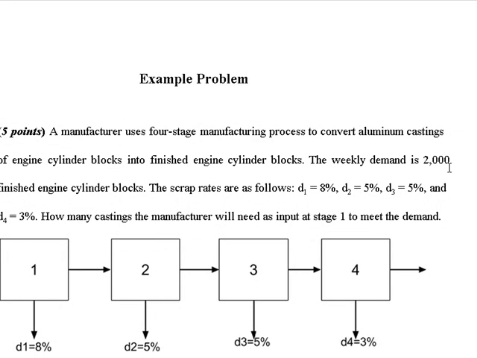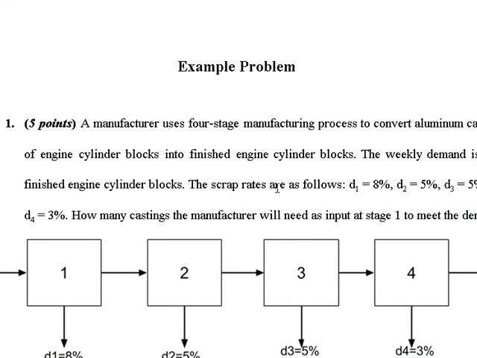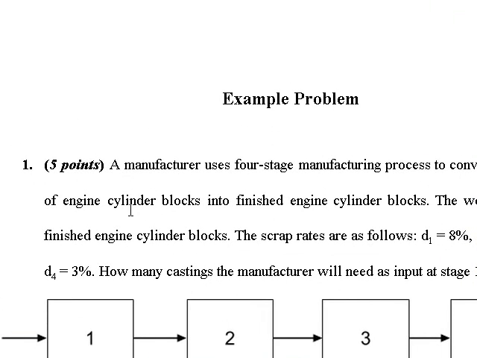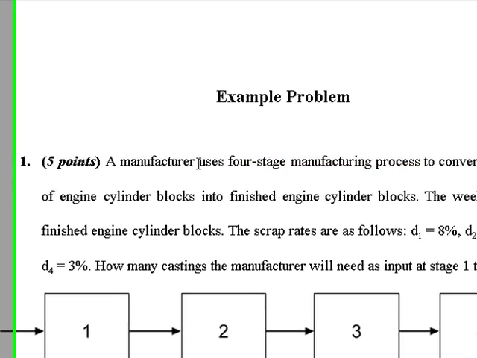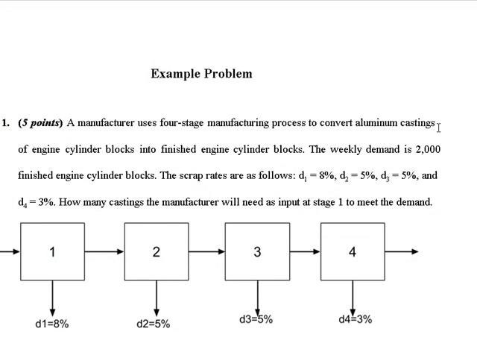The weekly demand is 2000 units. The scrap rates are given. Scrap rates means defective rates for each machine. So if we understand it correctly, the manufacturer is getting castings of engine cylinder blocks, right? And then he is using a 4-stage manufacturing process, maybe 4 different machines, we can assume, to convert those raw castings into finished parts, finished engine cylinder blocks, right? The weekly demand is given as 2000 units, okay?